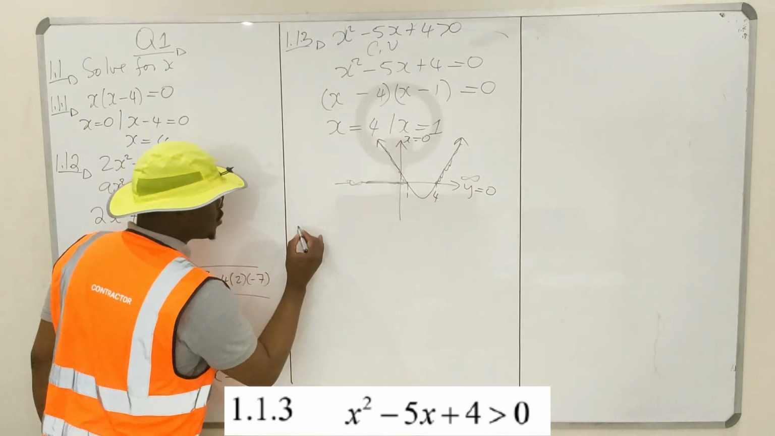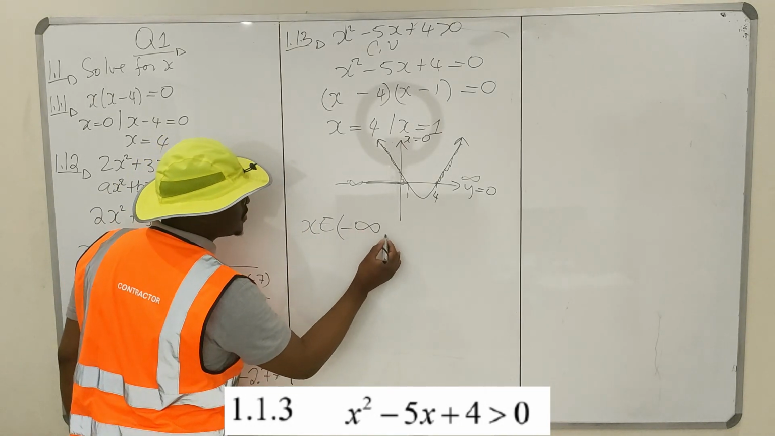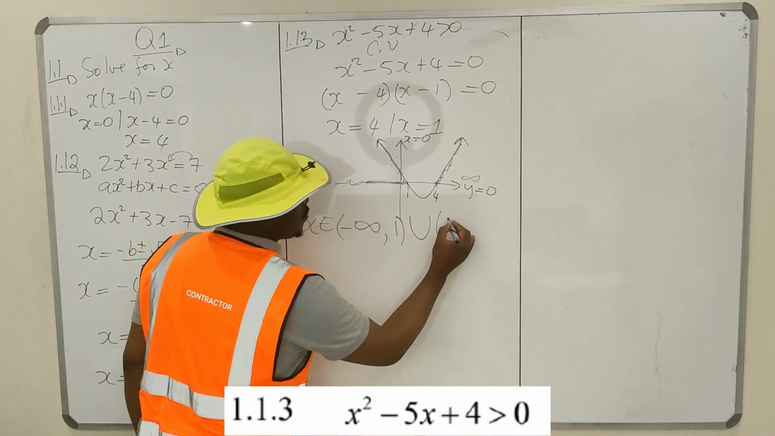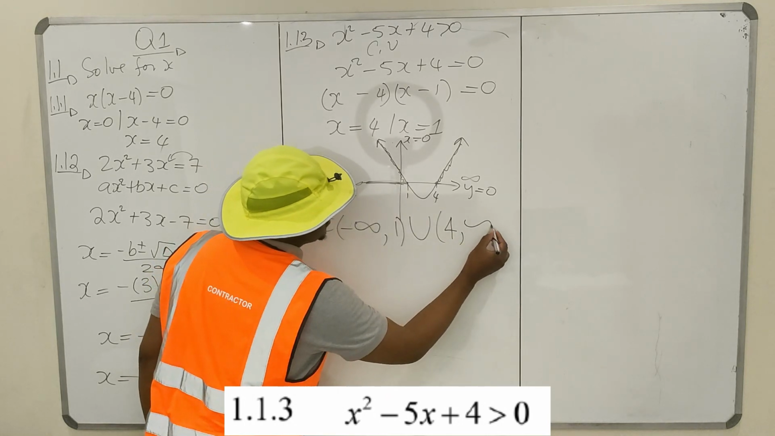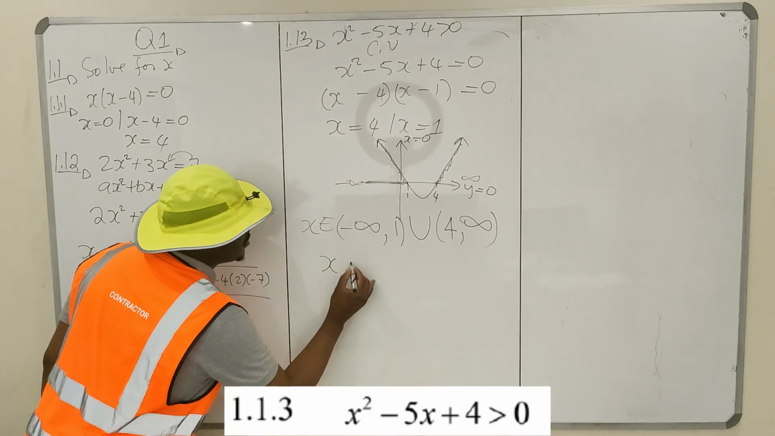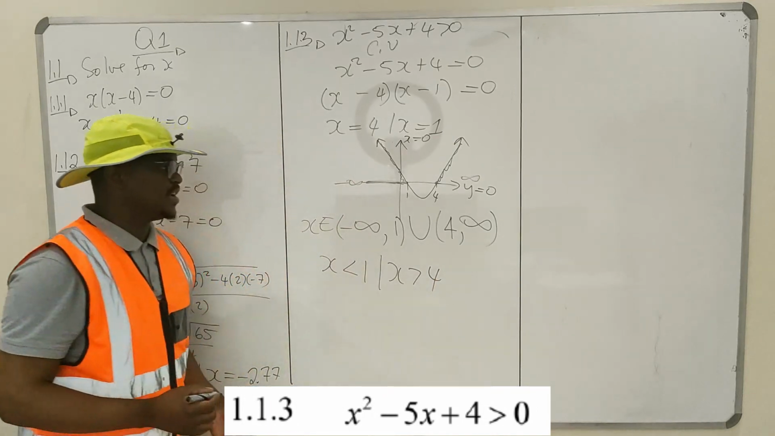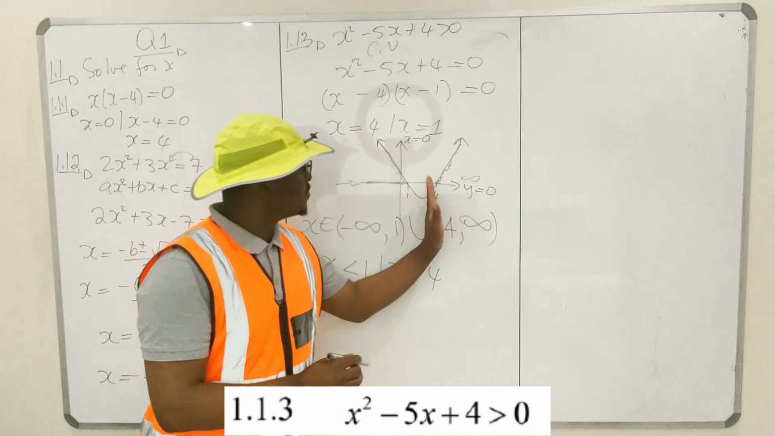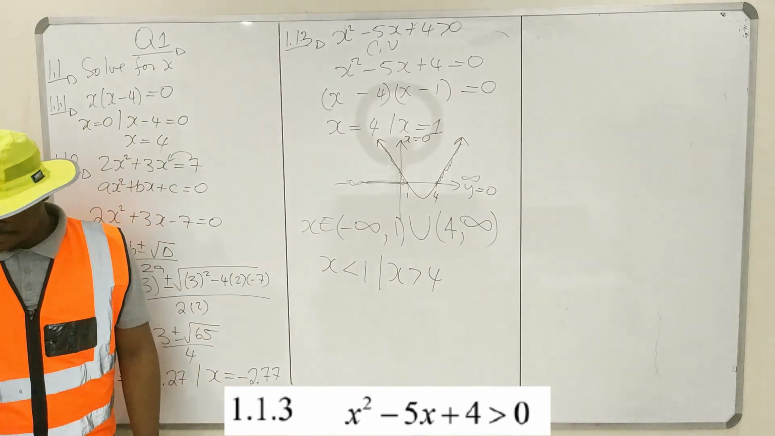So how do you write this? You say your x is in the interval minus infinity to 1, together with the interval from 4 to positive infinity. Or one will just say x should be less than 1, or x should be greater than 4. It should be the same thing. So it should be fine.